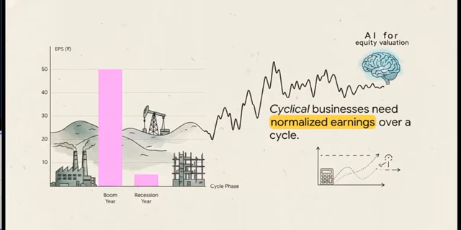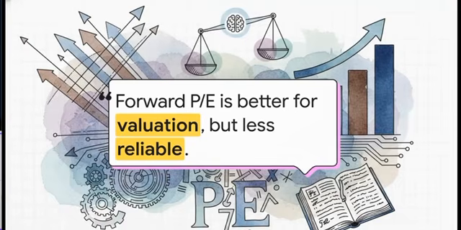Context is absolutely everything here. For cyclical industries, think steel or real estate, a single boom year can make the PE look incredibly cheap, which creates a massive false buy signal. Conversely, a recession year makes it look insanely expensive. To actually find true undervalued gems in these sectors, you absolutely must use normalized earnings averaged over a full business cycle. So, what's the golden rule on the institutional desk?